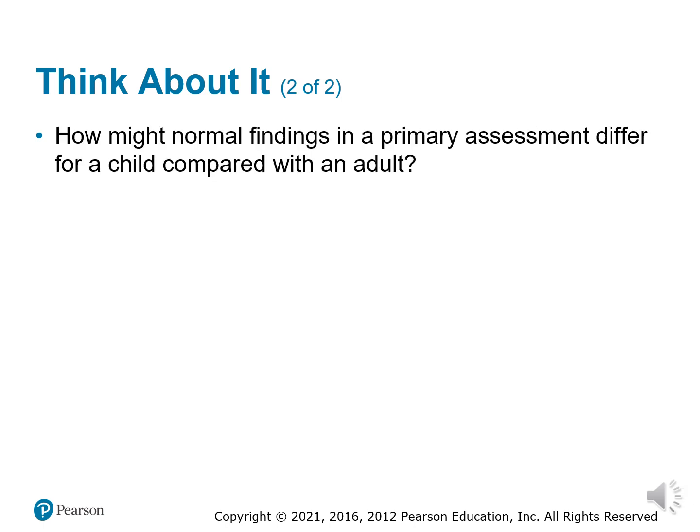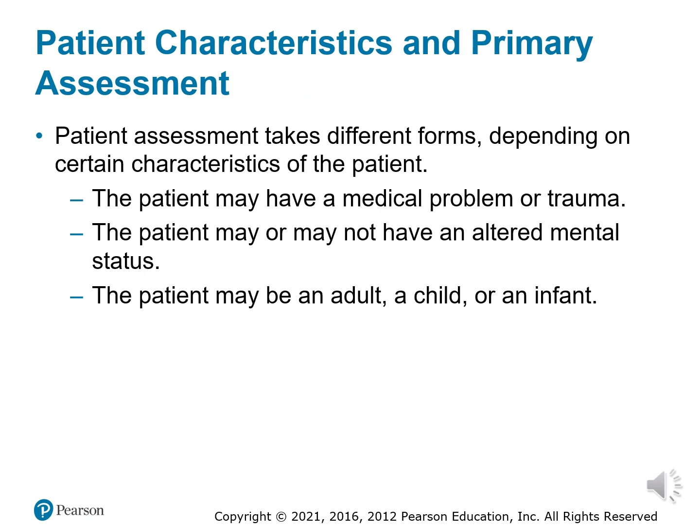Another thing to think about is how might normal findings in a primary assessment differ for a child compared with an adult. Patient characteristics and primary assessment. The patient assessment takes different forms depending on certain characteristics of the patient. The patient may have a medical problem or trauma. The patient may or may not have an altered mental status. And the patient may be an adult, a child, or an infant.